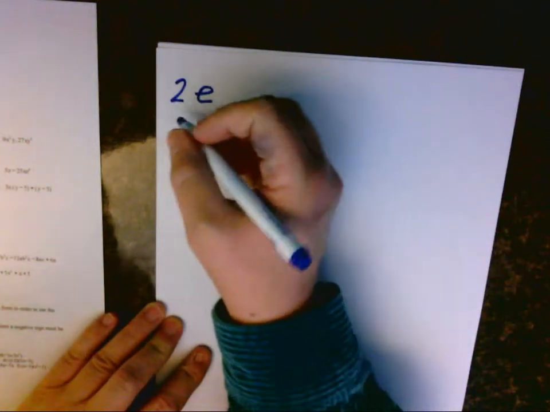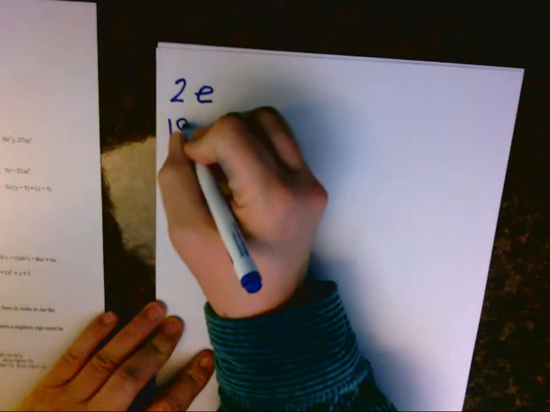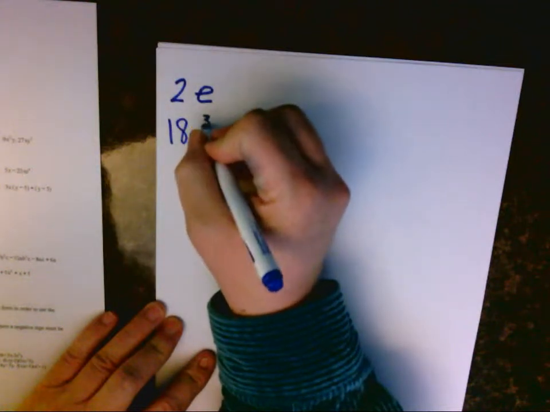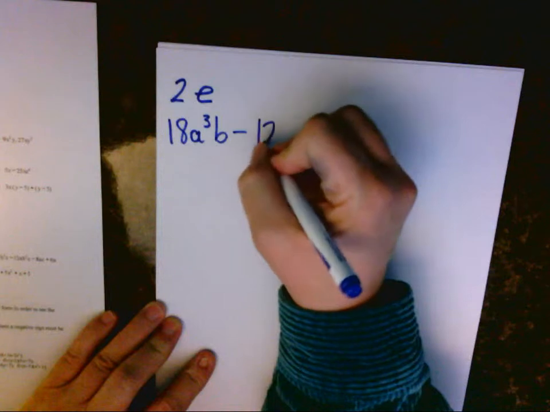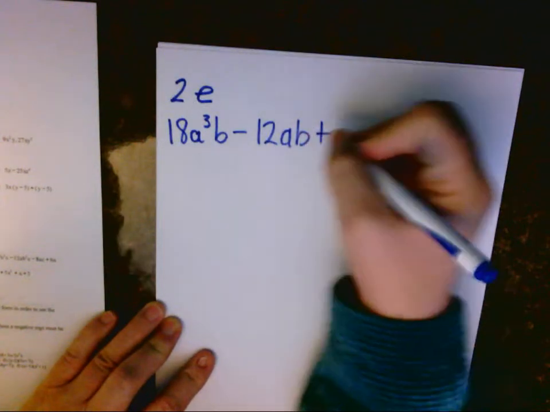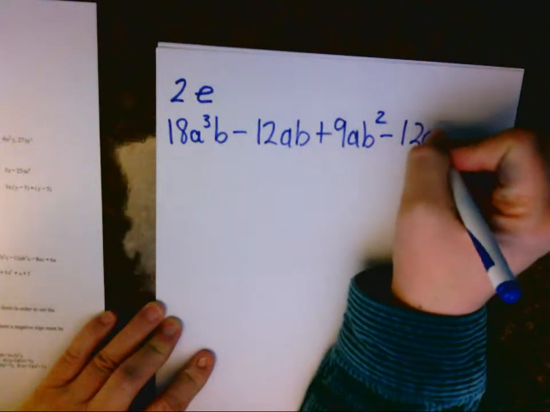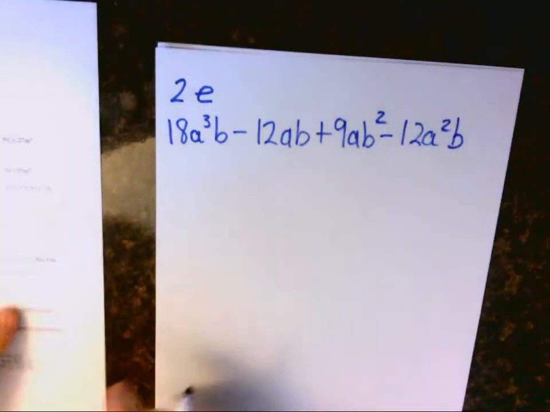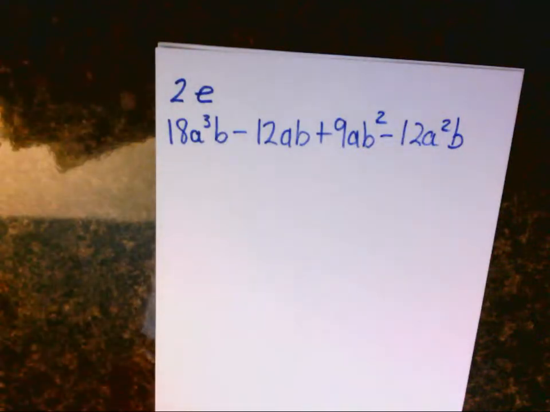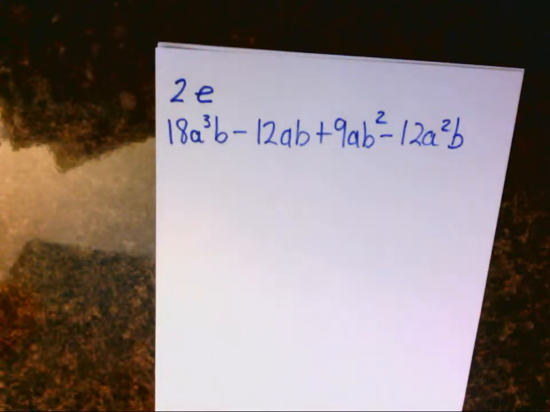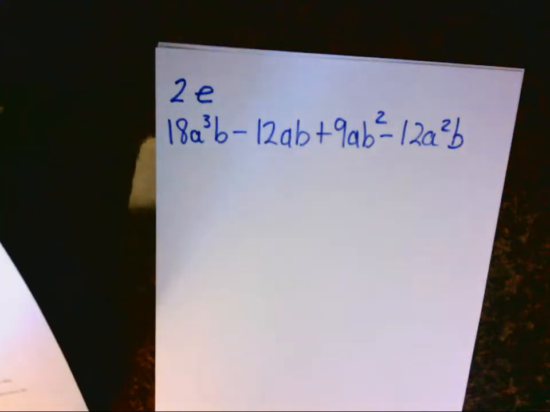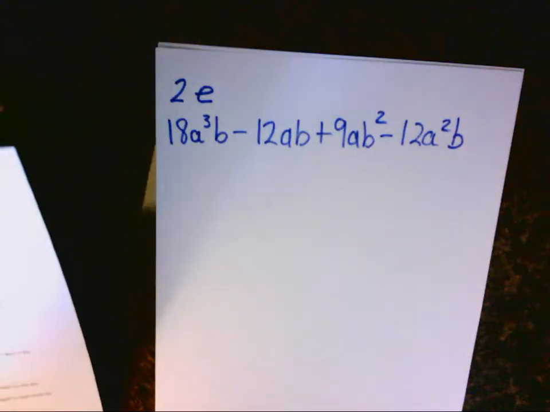2e. Oh, lovely. 18 a to the third b minus 12 ab plus 9 ab squared minus 12 a squared b. We're supposed to factor out the greatest common factor. I'm going to double check that I copied these exponents correctly before we get going here.